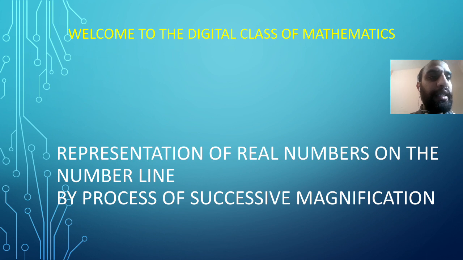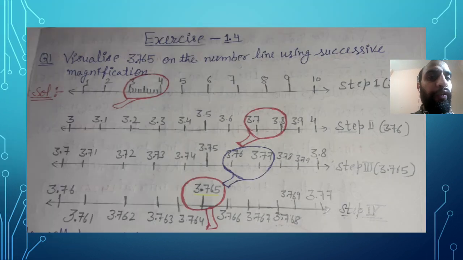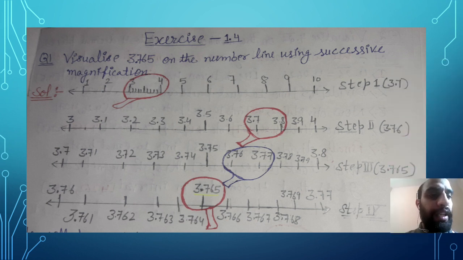So let's start with your exercise 1.4. Our very first question is, visualize 3.765 on the number line using successive magnification. My first advice to you all is to keep in mind what the question is, that is 3.765. As you all know, when we are drawing a number line, 3.765 is a positive number, so definitely I need to draw the positive part of the number line.